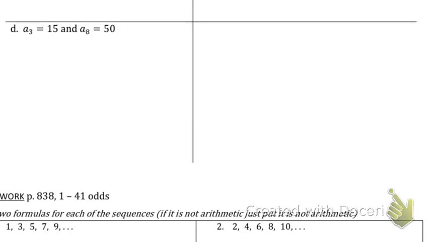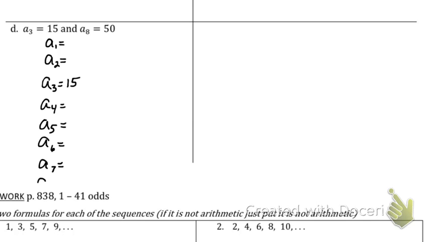So what I'm going to do is I'm going to go ahead and write a sub 1. I don't know it. A sub 2. I don't know it. Well, we're doing really good so far. A sub 3, well, that's 15. All right, all right. A sub 4, oh, I don't know that one. A sub 5, nope. A sub 6, good luck next time. A sub 7, negative. A sub 8, yeah, I know that one. All right. That's the kind of table I like to see. Two values.